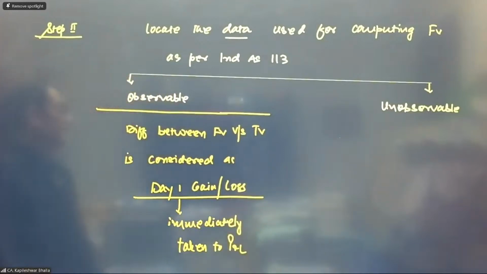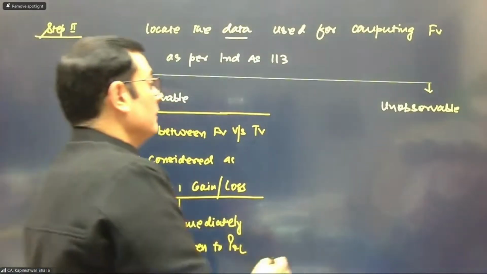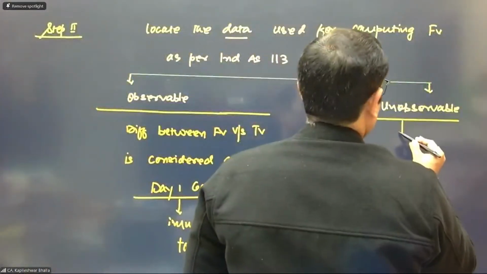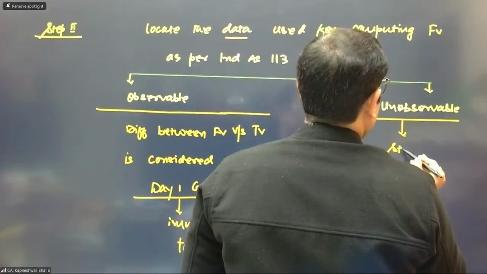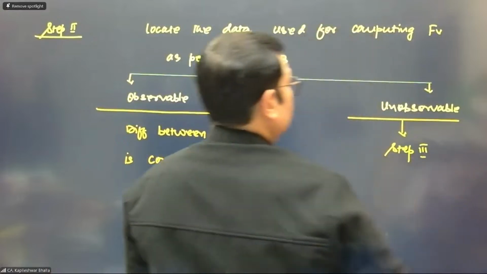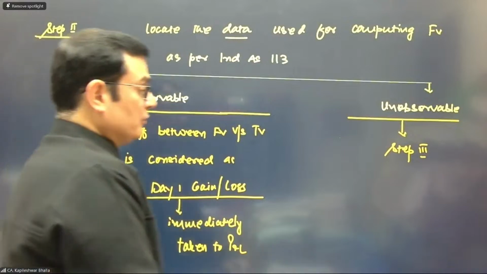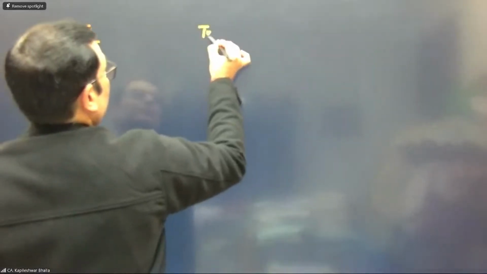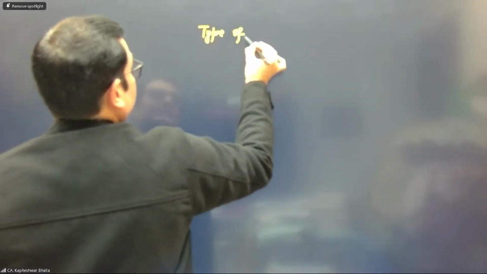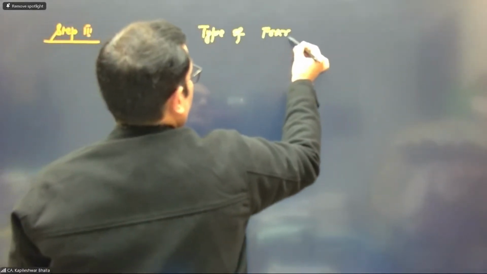So the moment you get a day one gain or loss, we put that money immediately in the P&L. But if it is unobservable data, then in that case we go to step number 3 to locate the kind of transaction. Right, so that was step number 2, and now we can add step number 3. In step number 3, we need to see the type of transaction.